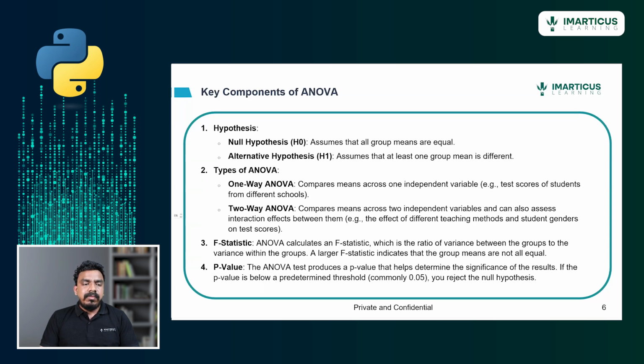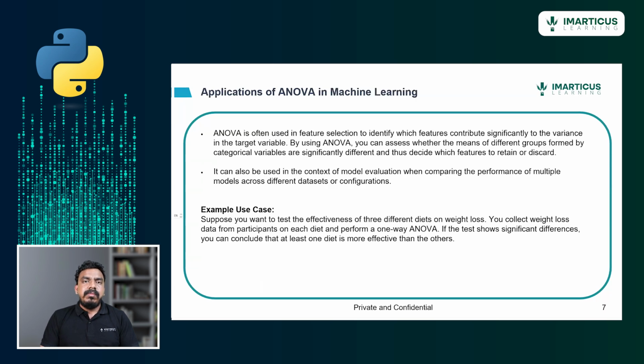And we also have the p-value. P-value is very important. This will be the deciding factor whether to accept or reject the null hypothesis. The ANOVA test produces a p-value that helps to determine the significance of the result. If the p-value is below a predetermined threshold or level of significance, we reject the null hypothesis, else we fail to reject the null hypothesis. As I mentioned, p-value will be the deciding factor. If it is less than the level of significance, we reject the null hypothesis. If it is greater than the level of significance, we fail to reject the null hypothesis.